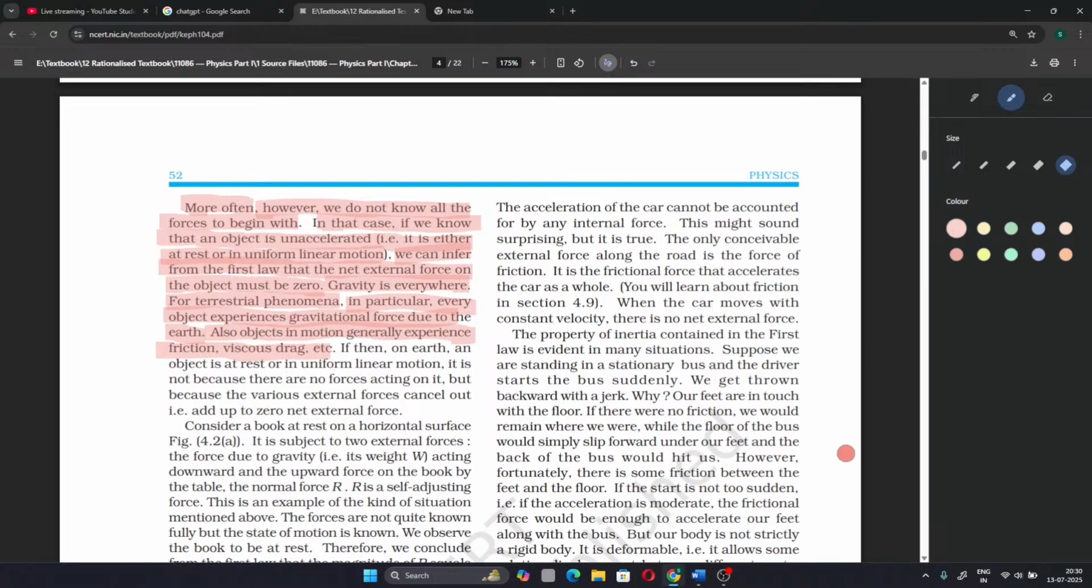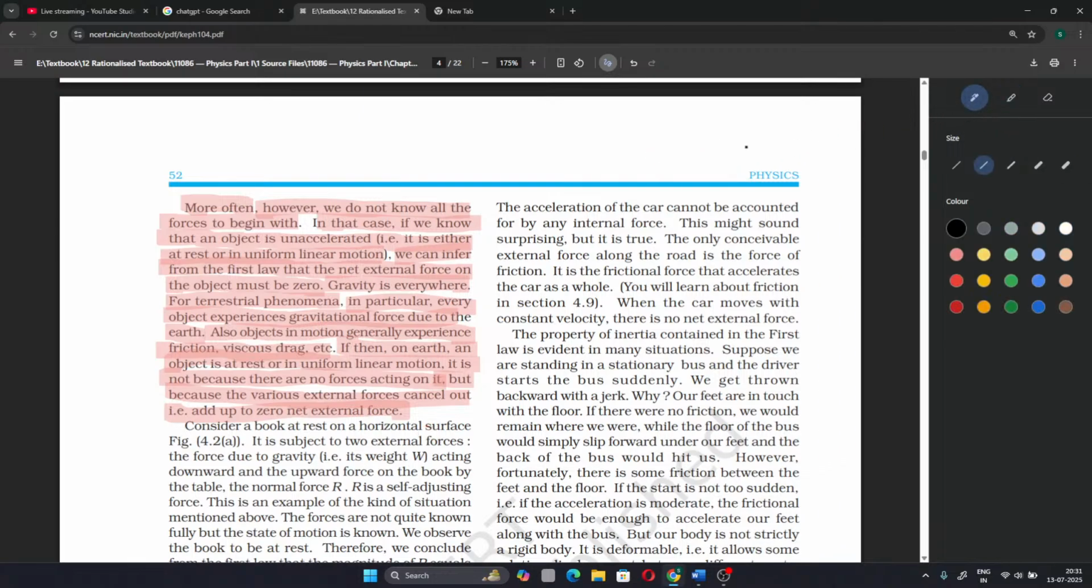And objects in motion also generally experience friction, viscous drag. These are opposing forces we saw before. If then on Earth an object is at rest or in uniform linear motion, it is not because there are no forces acting on it, but because the various external forces cancel out, that is, add up to zero net external force. Basically, as I said before, there is mostly no place where force is zero. It is only negligible on our planet.